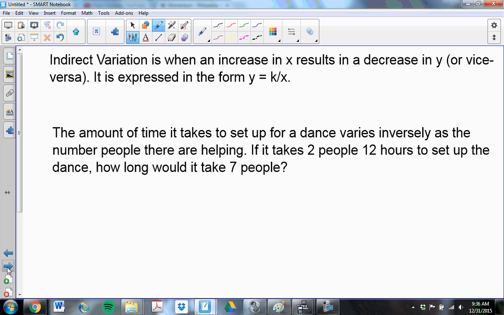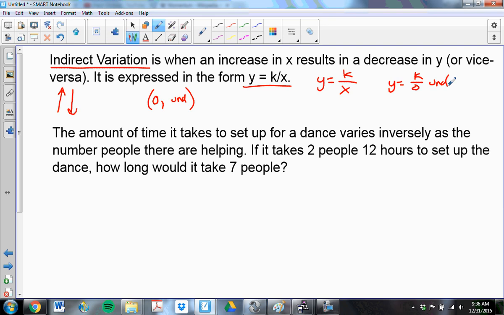Finally is indirect variation. Indirect variation is when an increase in x results in a decrease in y, or vice versa. So if one thing goes up, the other thing goes down. This is where you don't actually contain the point 0, 0. You have the point 0 undefined, because it's set up like y equals k over x. So if x is 0, you have y equals k over 0, and that's undefined. The amount of time it takes to set up for a dance varies inversely as the number of people helping. So the more people you have helping, the less time it takes. As the number of people increases, the time required decreases.